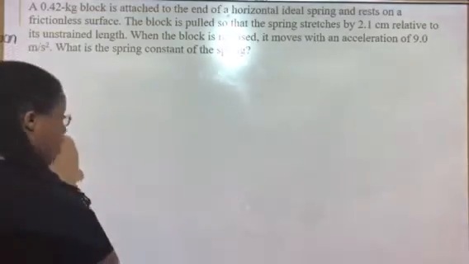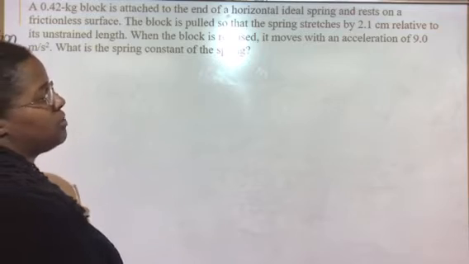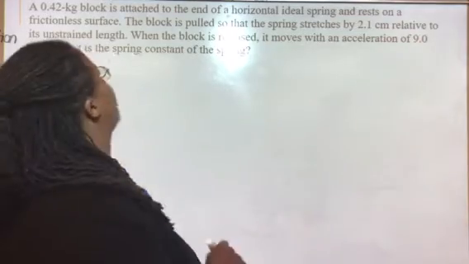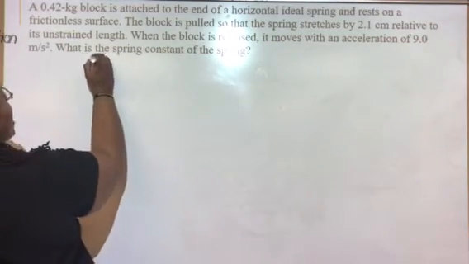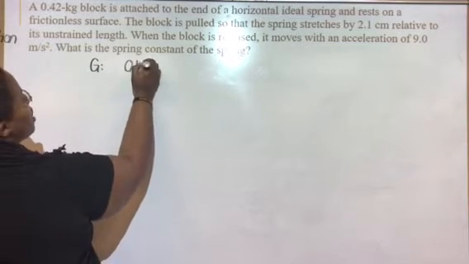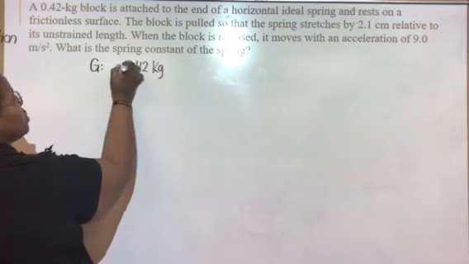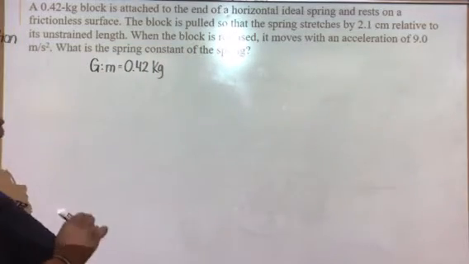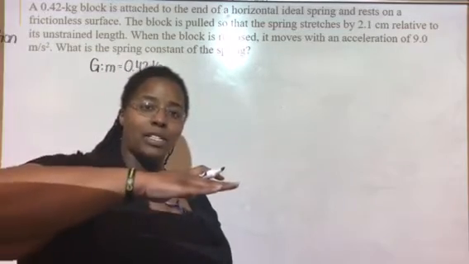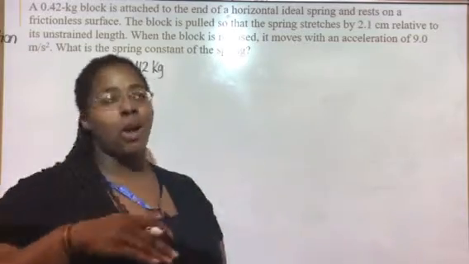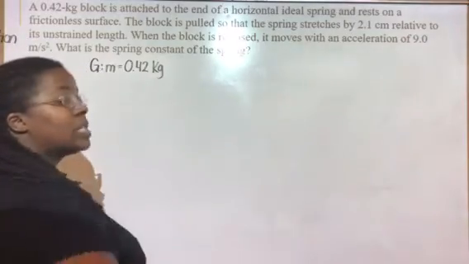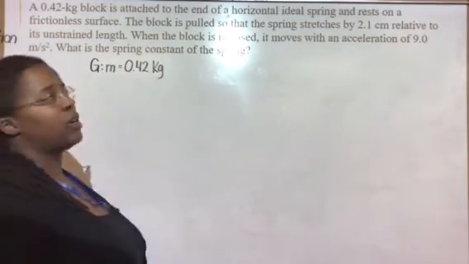If you have your PowerPoint in front of you, go ahead and start labeling your given. Take your time and make sure you include your variables and your units of measurement. So, first things first, we have a 0.42 kilogram block. Anything measured in kilograms will be your mass. It's attached to the end of a horizontal ideal spring, which simply means you have a spring lying on its side that can be stretched left and right. It rests on a frictionless surface. So think about this board, the top of a table, or anything that's nice and smooth would be frictionless.